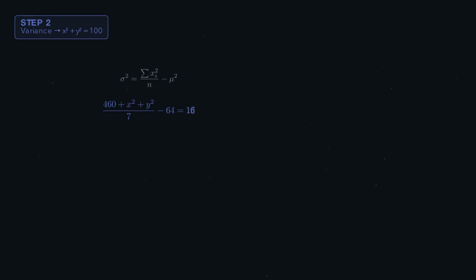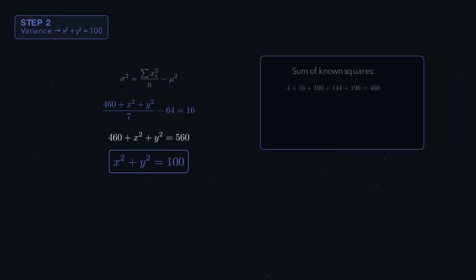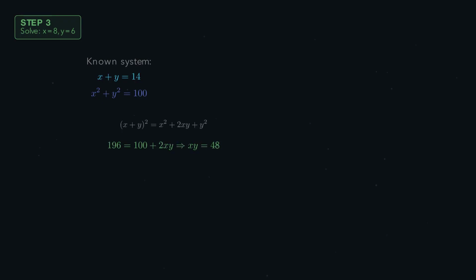Now here's the key move. We use the identity x plus y all squared equals x squared plus y squared plus twice xy. That gives xy equals 48. So x and y satisfy a simple quadratic. The roots are 8 and 6. Since x is greater than y, x equals 8 and y equals 6.